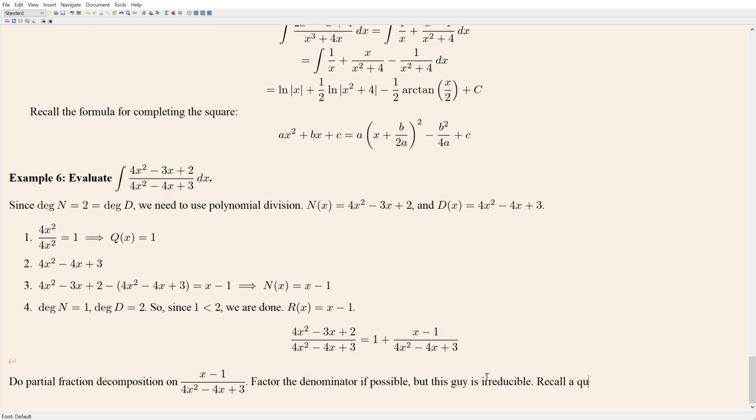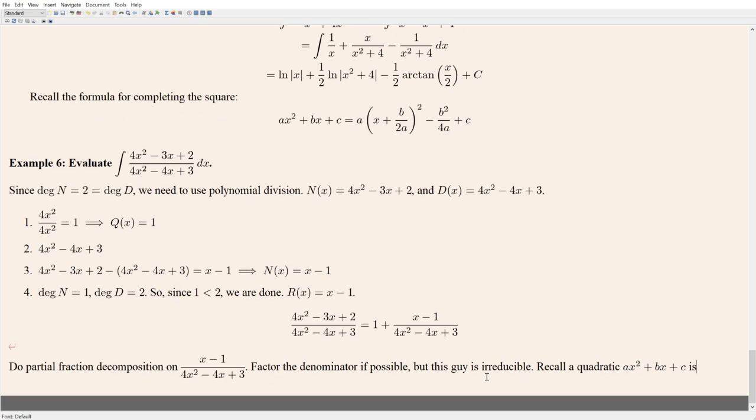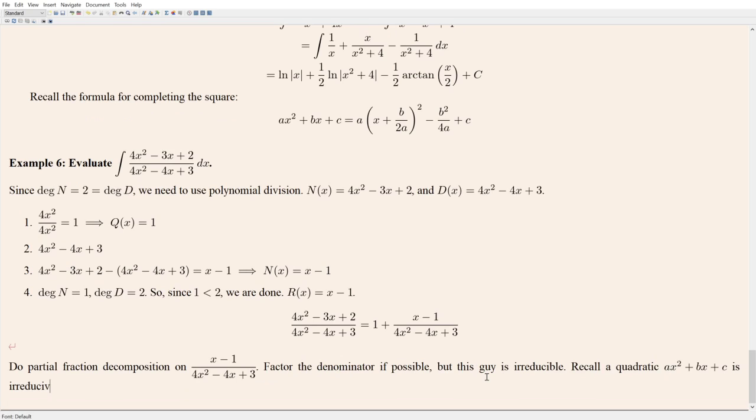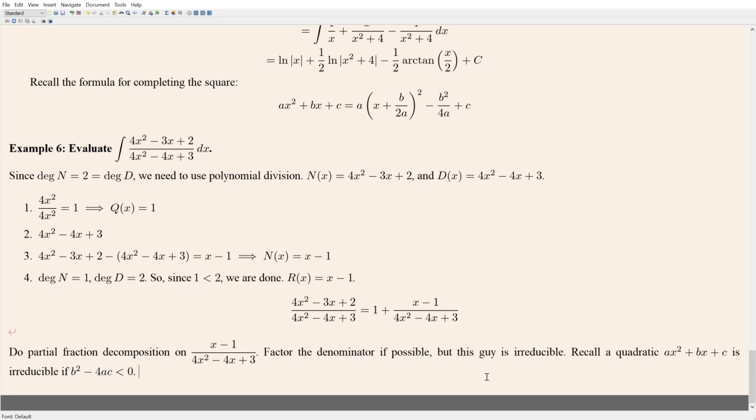So recall, a quadratic ax squared plus bx plus c is irreducible, cannot be factored without introducing imaginary numbers, if the discriminant b squared minus 4ac is negative. Right? Because in the quadratic formula, that's the bit that's underneath the square root. So if that guy is negative, then that means that the solutions are imaginary numbers.